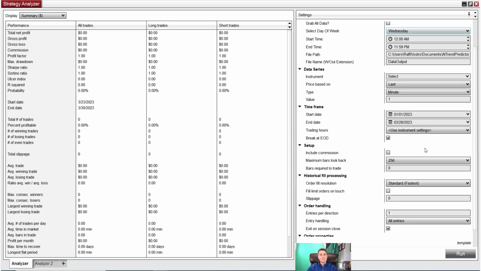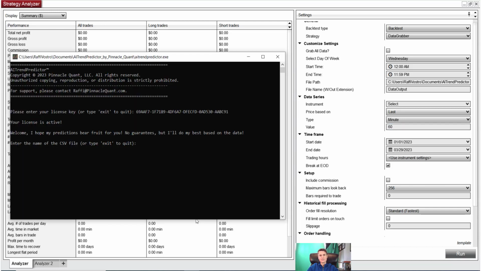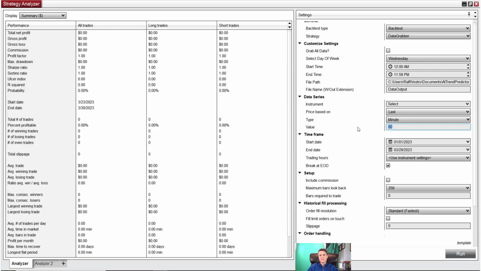All right, so what you want to do is, first of all, the value, if the default for you is 1, change it to 60 because we are trying to get the hourly data. Now, if you forget, don't worry about it. If you put 1, when you put the CSV file into the Python machine learning tool here, AI Trend Predictor, it is going to tell you that this is not 60-minute data, and so that's going to remind you to get the 60-minute data. Okay, it's really easy. So I'm going to change this to 60.